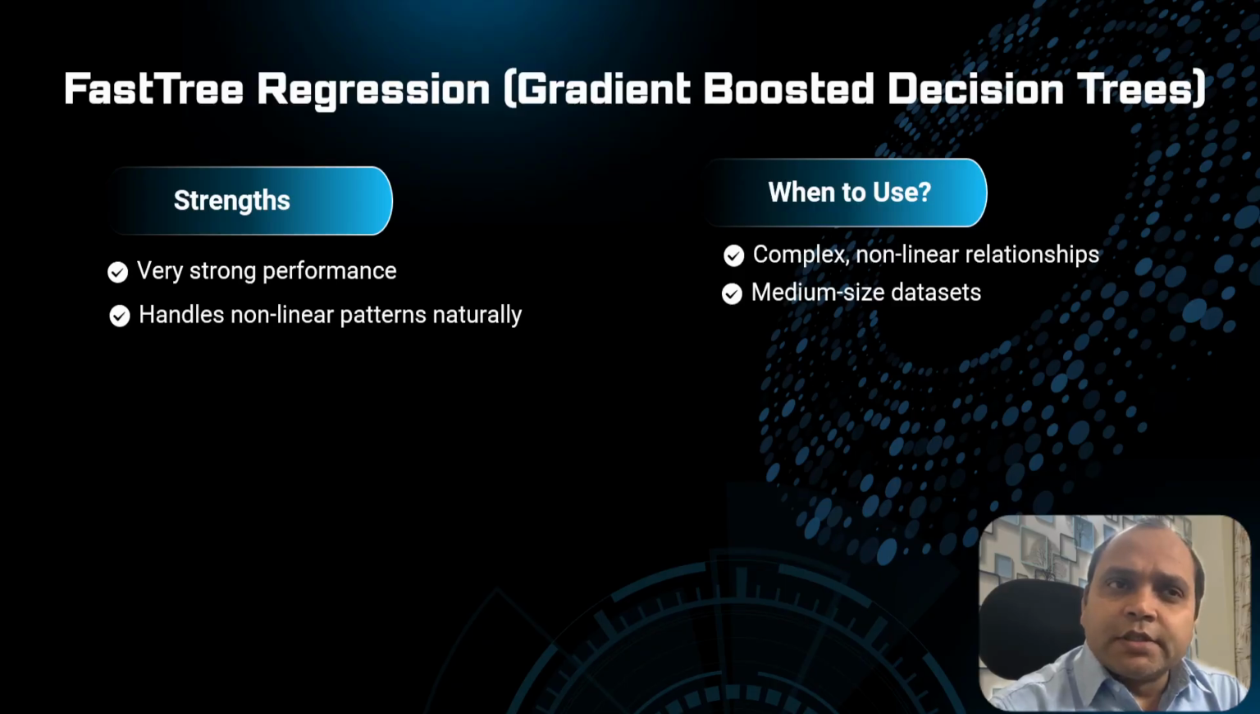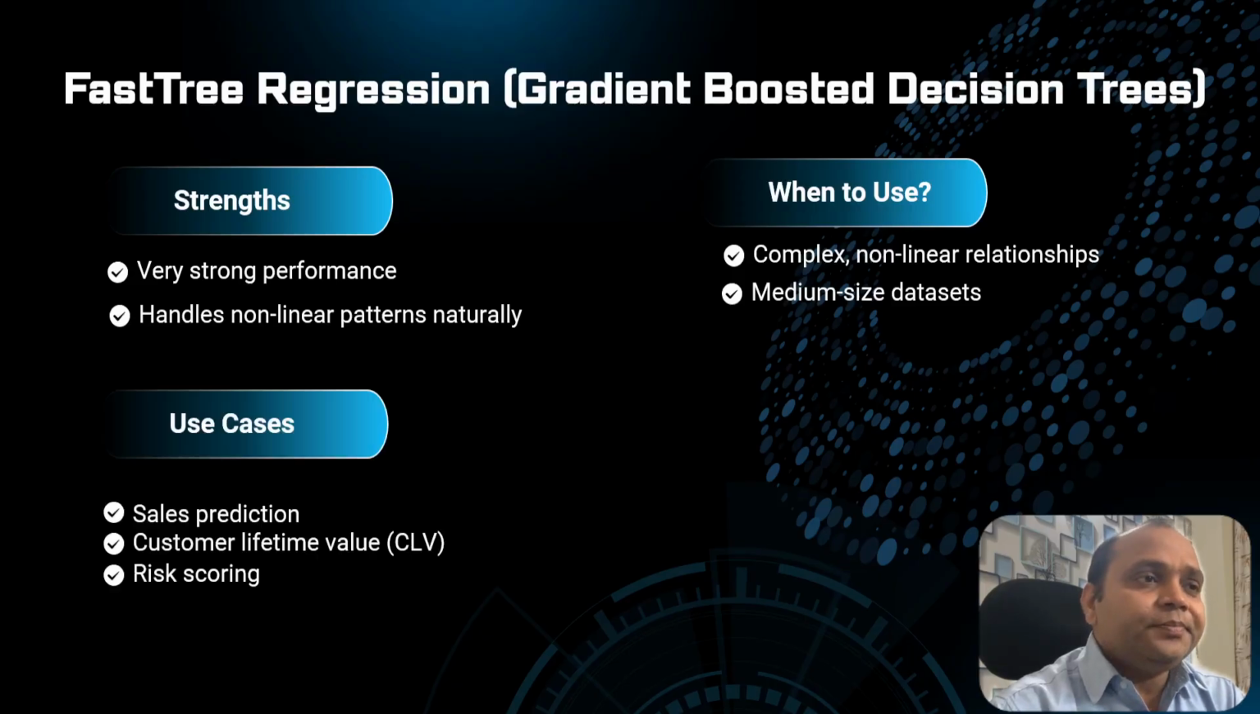You use this when your data set is complex, the relationship is non-linear, and you have a mid-size or small size data set. Point to be noted, we should not use the FastTree regression trainer when we don't see any problem in the data, or if our data is pretty simple and straightforward. Don't use this, because there is one drawback as well. It is slower as compared to SDCA.